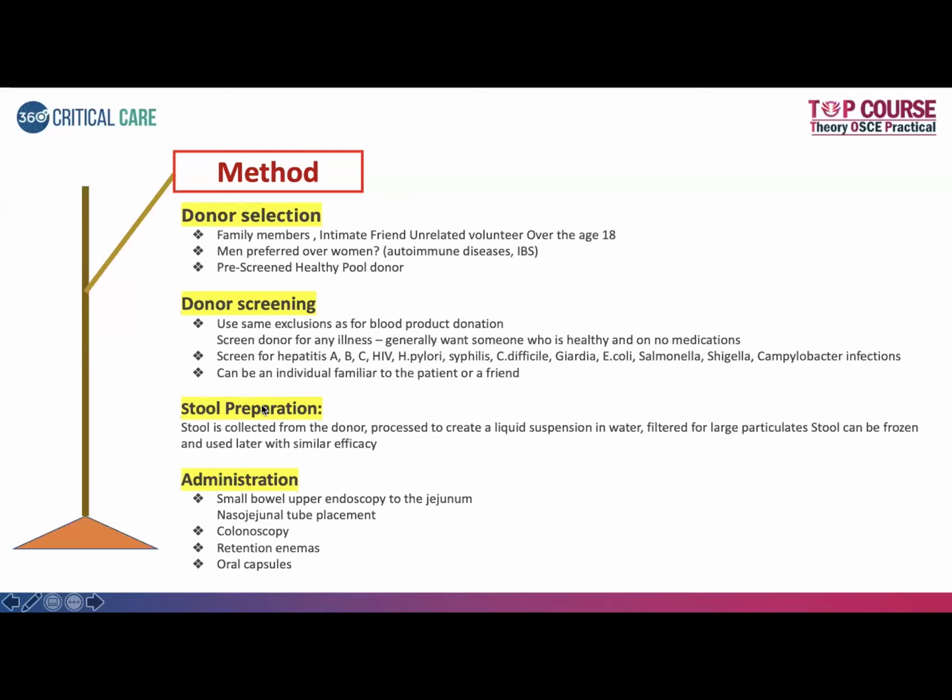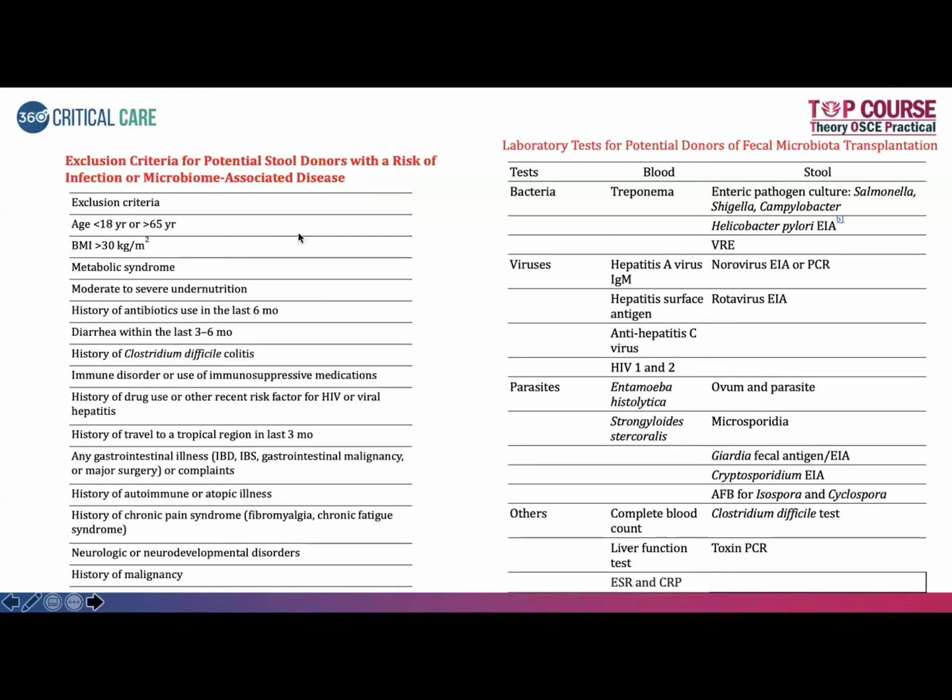Stool preparation. How is it being prepared? Ideally, the stool is collected from the donor and processed in 250 ml of water. The large particles are filtered, and it can be frozen and kept for future use. Administration can be done either as oral capsules, retention enemas, colonoscopy, nasojejunal tube placement, or upper endoscopy to the jejunum, so that it can be transplanted to the jejunum.